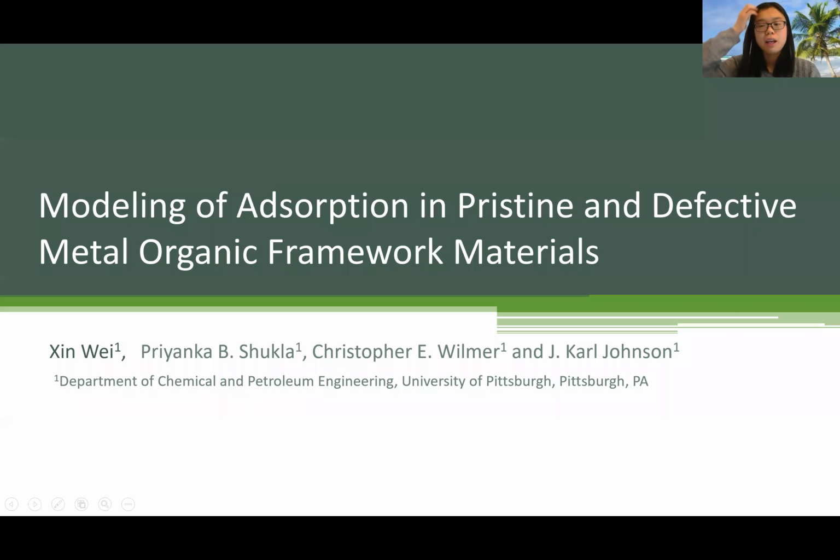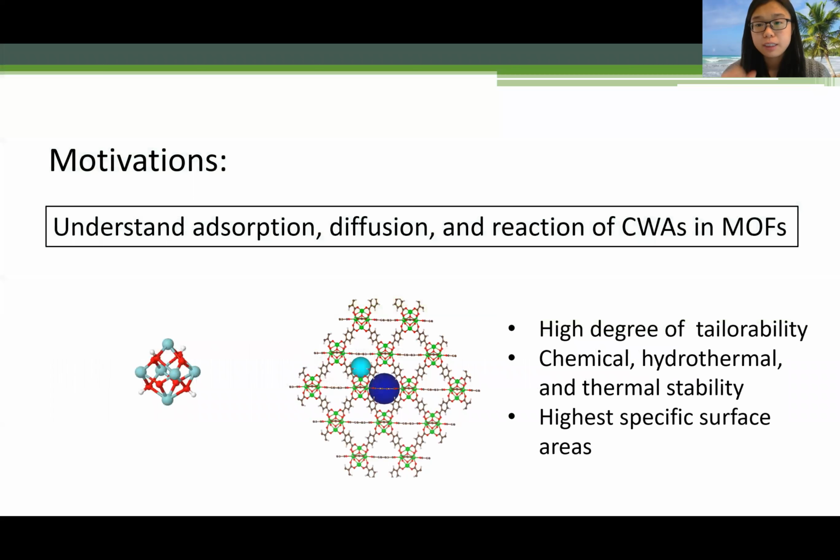Hi everyone, my research is about modeling of absorption in pristine and defective metal organic framework materials. In this study, we focus on the interaction between UiO-66 as a framework and IPA, isopropyl alcohol, or nitrogen as a sorbate. Our ultimate goal is to understand the absorption, diffusion, and reaction of chemical warfare agents in MOFs.